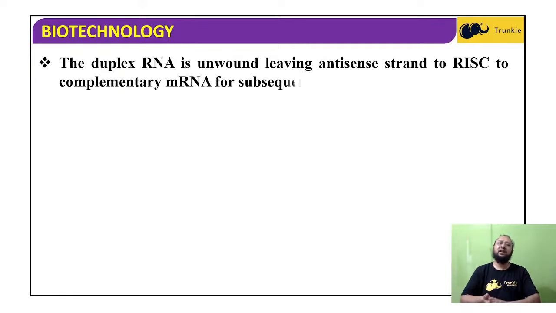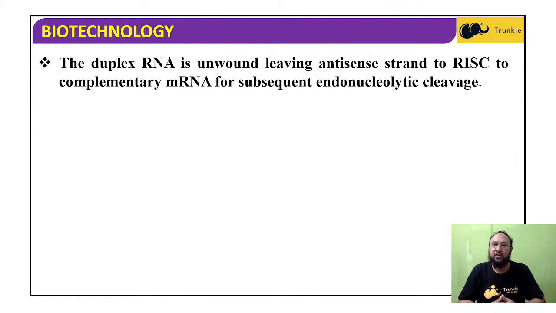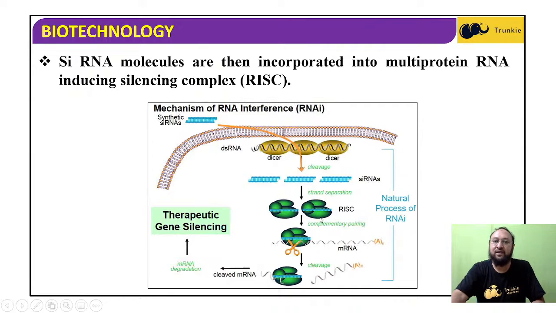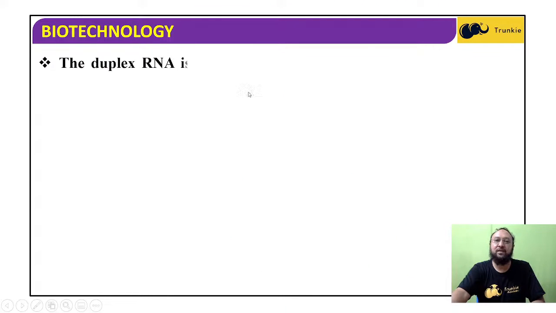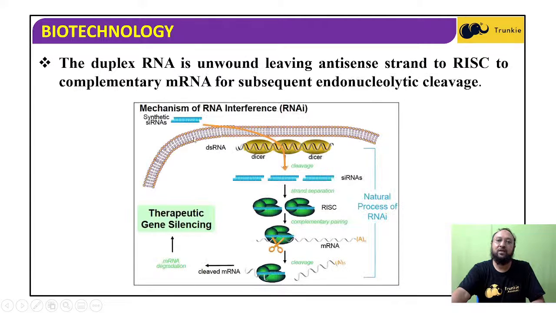Okay, so the duplex RNA is unwound, leaving an antisense strand to RISC to pair with the complementary mRNA for subsequent endonucleolytic cleavage. So the duplex that has formed is unwound, leaving the antisense strand, as in the diagram of RISC. So there is complementary pairing, and after unwinding there is a cleaved mRNA which is non-functional.